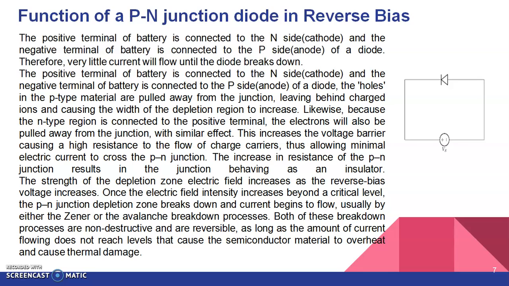Both of these breakdown processes are non-destructive or reversible, as long as the amount of current flowing does not reach the level that causes the semiconducting material to overheat and suffer thermal damage. Because when we increase to high voltages, the diode will be broken, since the depletion region is very wide. That means charge cannot easily flow from p to n material or n to p material. So the depletion region increases, heat is produced in the depletion layer, and the diode will be broken. This is called reverse bias. It is only applicable for the Zener diode.